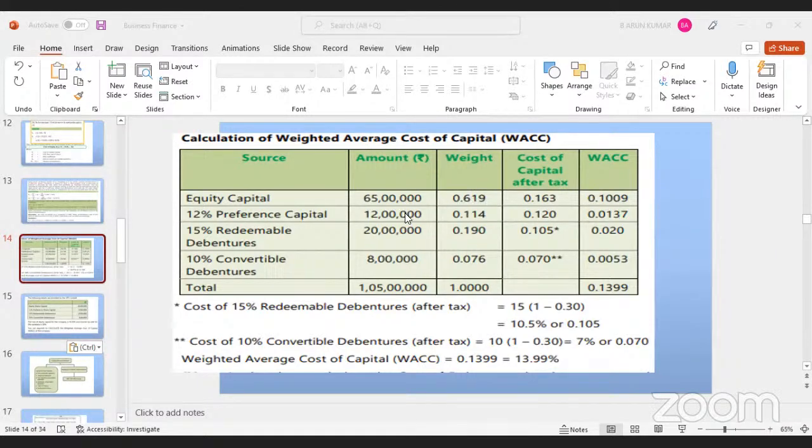So we calculated 65 lakhs divided by 1 crore 5 lakhs. Then we get 0.619. And for the preferential share value, that is 12 lakhs divided by 1 crore 5 lakhs. Then we will get 0.114. So likewise we calculate the weights. Okay, then 0.163 here.